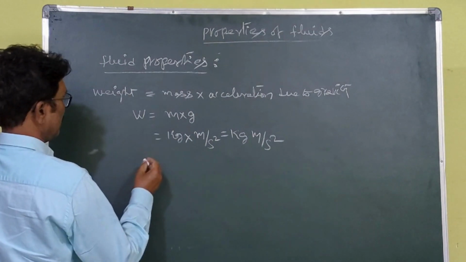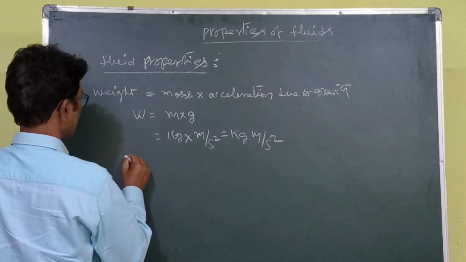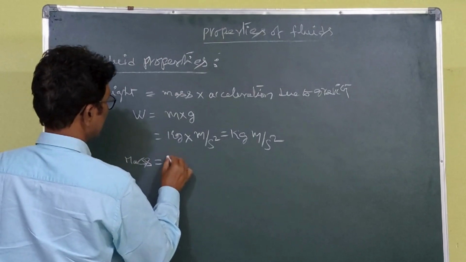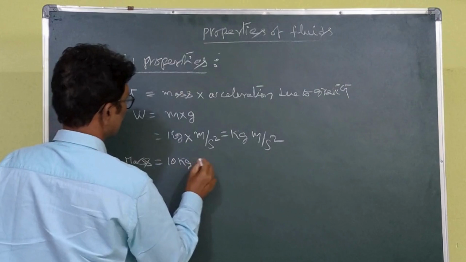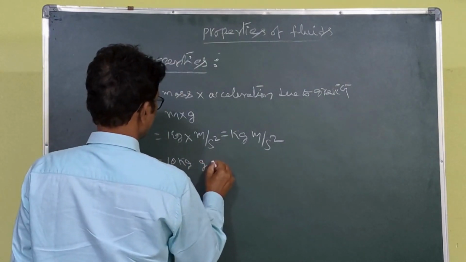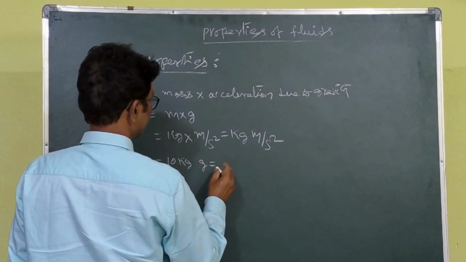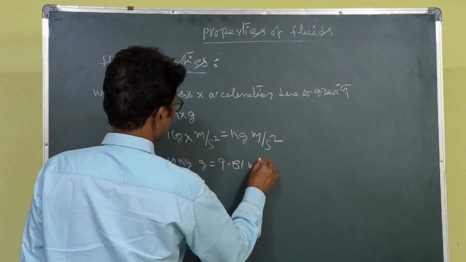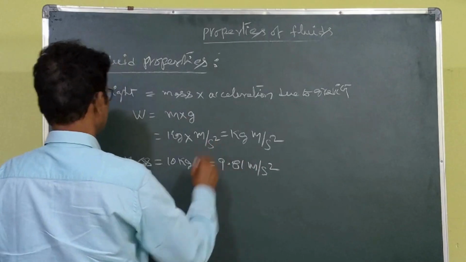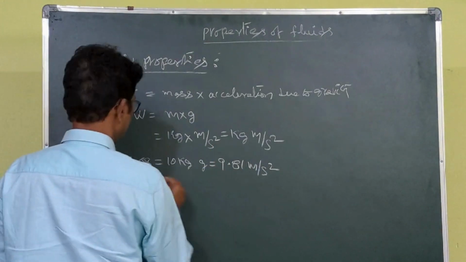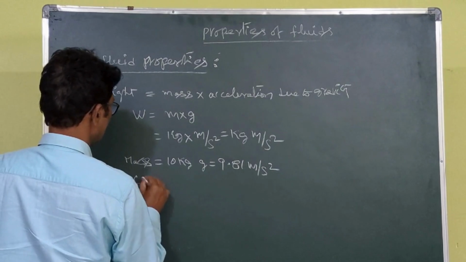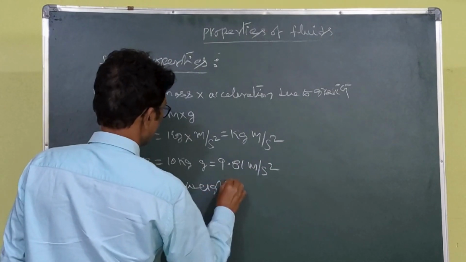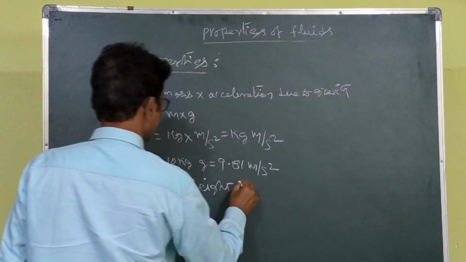For example, we can take a simple model. Suppose mass equals 10 kgs. We know that g equals 9.81 meter per second square. We have to remember this value. So therefore, find out the weight.